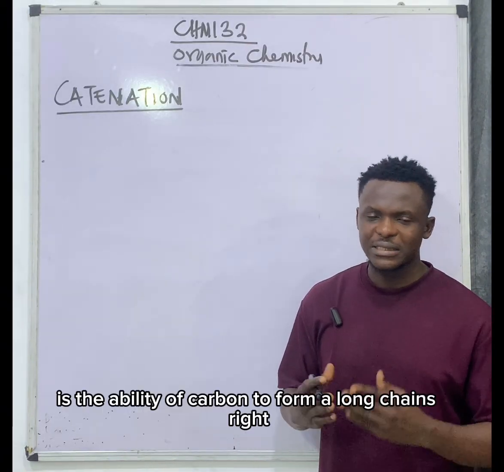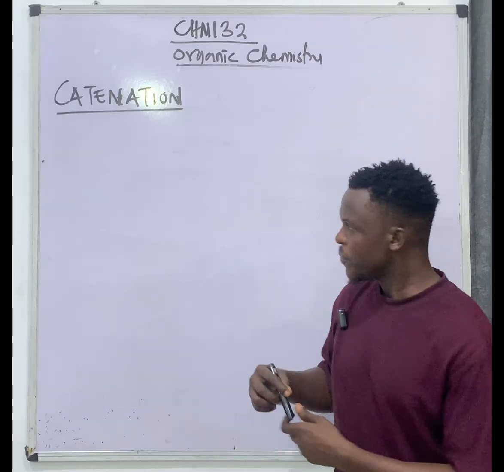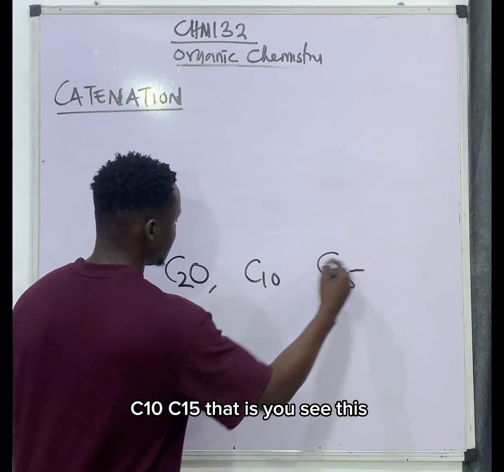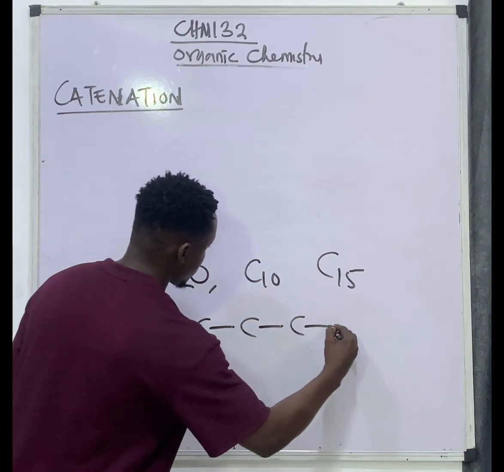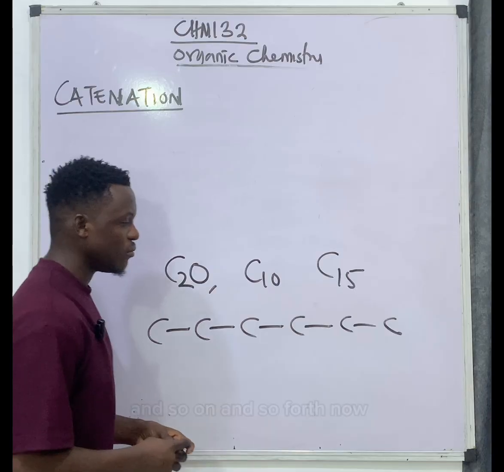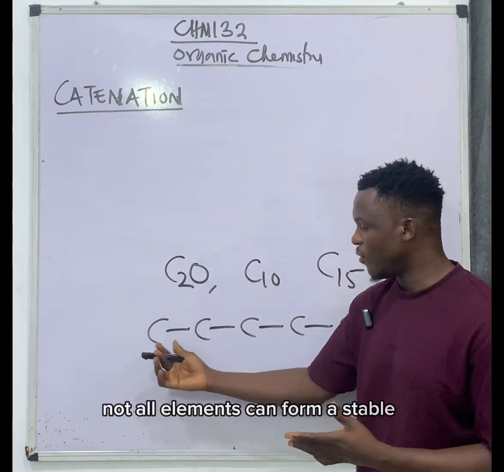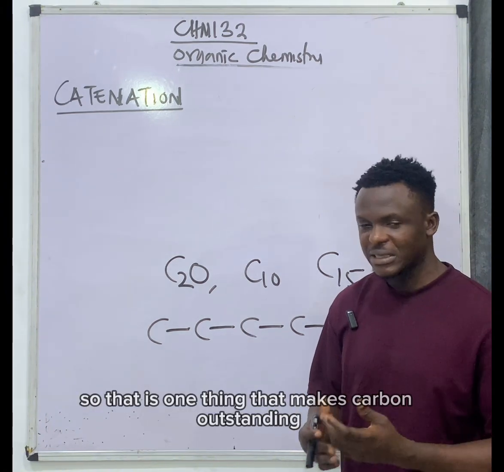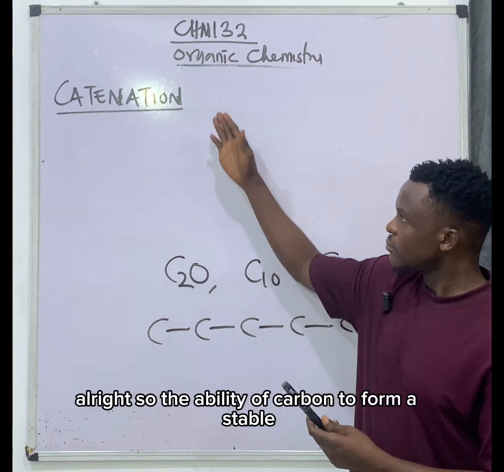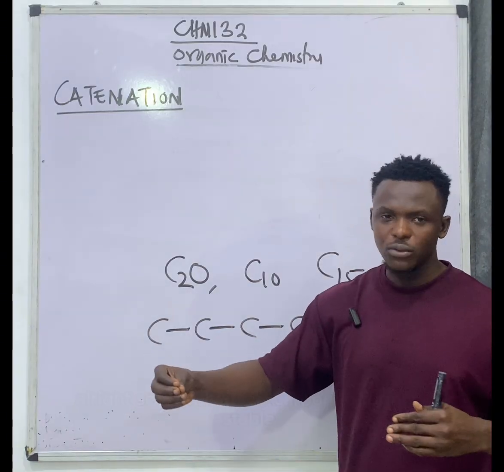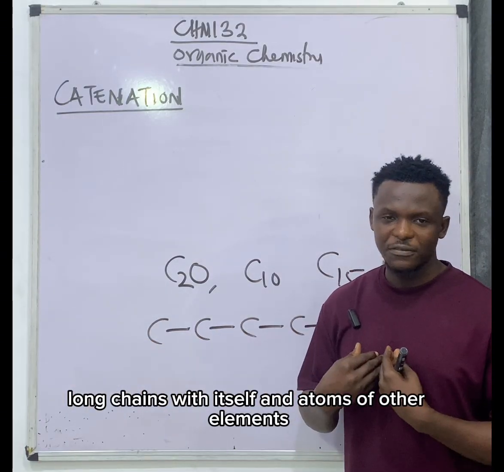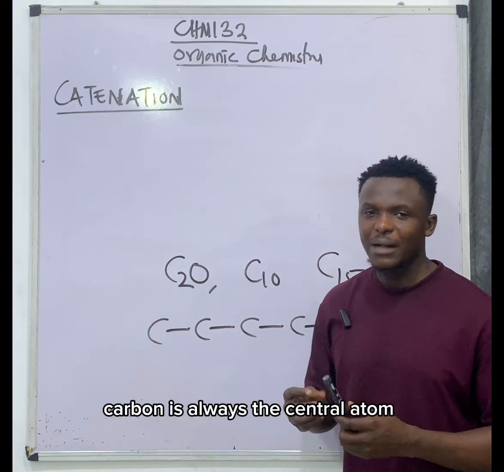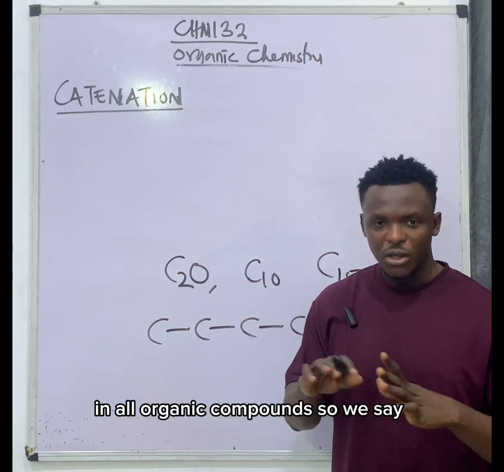One of those properties is the ability of carbon to form a long chain, right? I know you've seen carbon forming C20, C10, C15, and so on and so forth. Not all elements can form a stable long chain and still be very strong. So that is one thing that makes carbon outstanding. All right. So the ability of carbon to form stable long chains with itself and atoms of other elements is what we know as catenation. And this is the reason why carbon is always the central atom in all organic compounds.